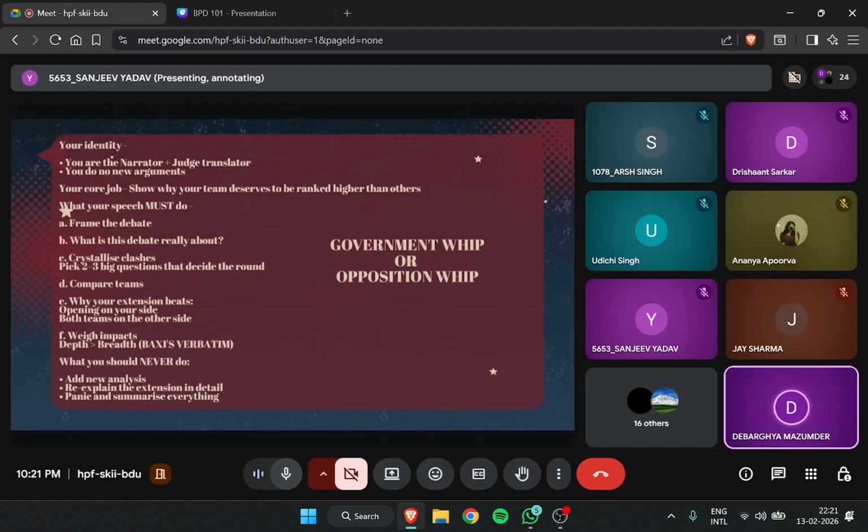What you should never do as a whip is add new analysis, right? That means you cannot re-explain the extension in detail because you are running out of time. You have to rebut your other speakers, you have to just summarize what your first speaker has spoken. You have to do a lot of job, right? That means you are the one who is deciding what rank your house's bench deserves, right? You cannot panic and summarize everything. That will be again a mess up. It creates a lot of mess up.